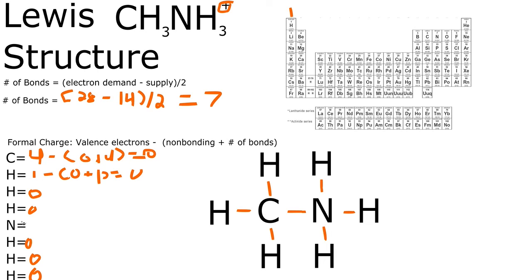Okay, nitrogen has 5 valence electrons because it's in group 15. Just put 5 right there. It has no lone pairs, but it has 1, 2, 3, 4 bonds, so 0 plus 4. So it's 5 minus 4, and that equals a positive 1. So that positive charge will go right here on the nitrogen. And this right here is your Lewis structure.